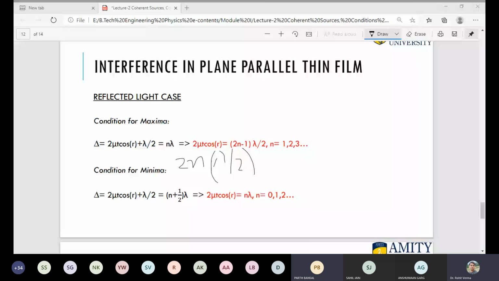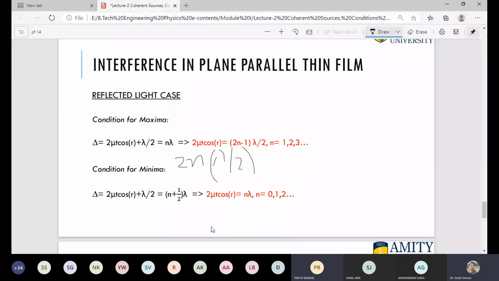Okay, sir. And sir, another doubt: in the parallel thin film experiment, the amplitude of the wave is different. So how will it affect the interference pattern? The amplitude of the wave is different. Yes, sir. In the article which we discussed in the previous lecture, in that case also we have taken different amplitudes, A1, A2, or A, B. So amplitude may be different. The thing which should be the same is the frequency.